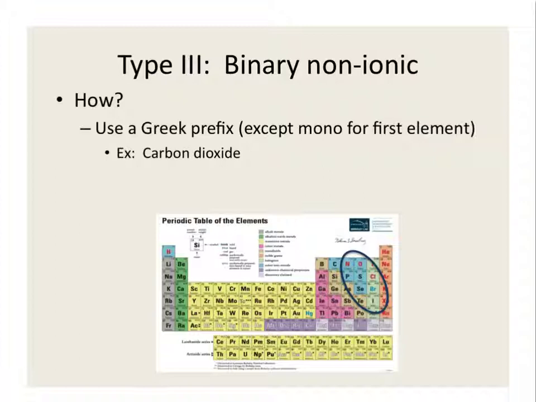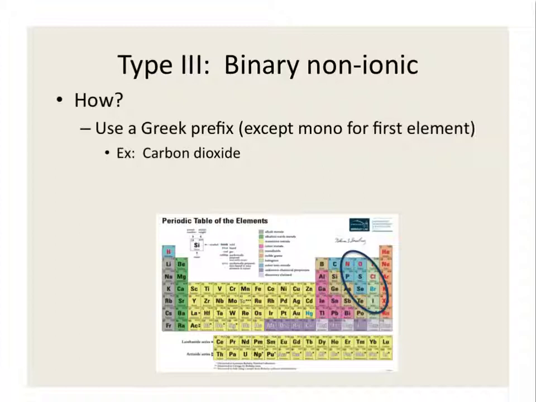So you have a list of Greek prefixes that we've copied down in class: mono, di, tri, tetra, penta, hexa, hepta, octa, nona, deca. So those are ones that you need to know. And the only thing to remember here is that there is no use of mono before the first element.